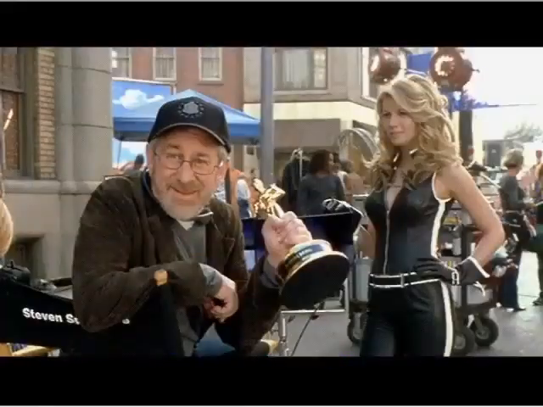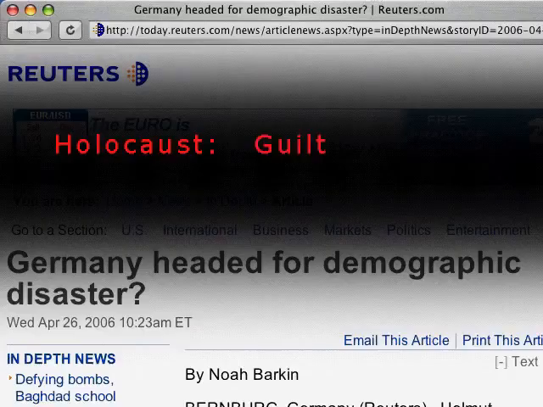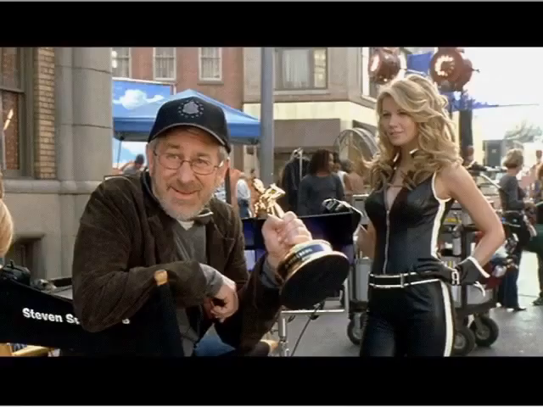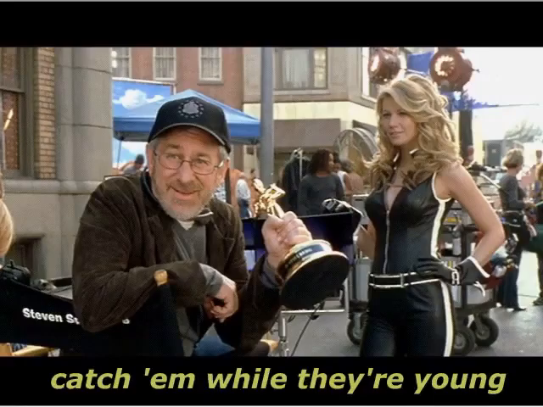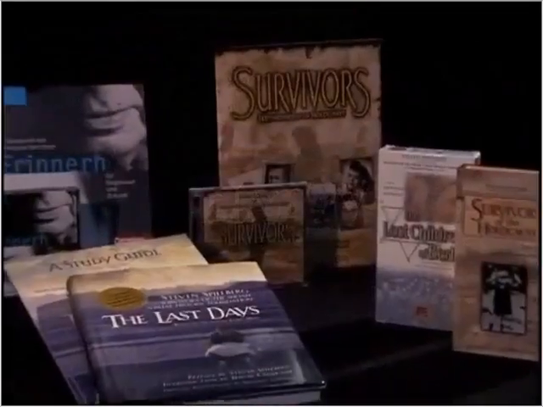Contrast the fun and laughs of Hollywood with the idea that when it comes to instilling guilt, self-hatred, and demoralization in the German people, Spielberg's tactic seems to be catch 'em while they're young. The testimonies also serve as a basis for interactive educational materials and videos, including a German-language CD-ROM, which is being used by 1 million students in classrooms throughout Germany.